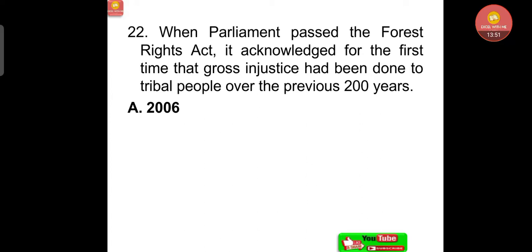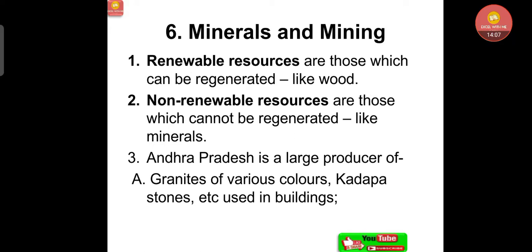When Parliament passed the Forest Rights Act, it acknowledged for the first time that gross injustice had been done to tribal people over the previous 200 years, that is 2006. Next topic, minerals and mining. What are renewable resources? Renewable resources are those which can be regenerated, for example, wood. Non-renewable resources are those which cannot be regenerated, like minerals.